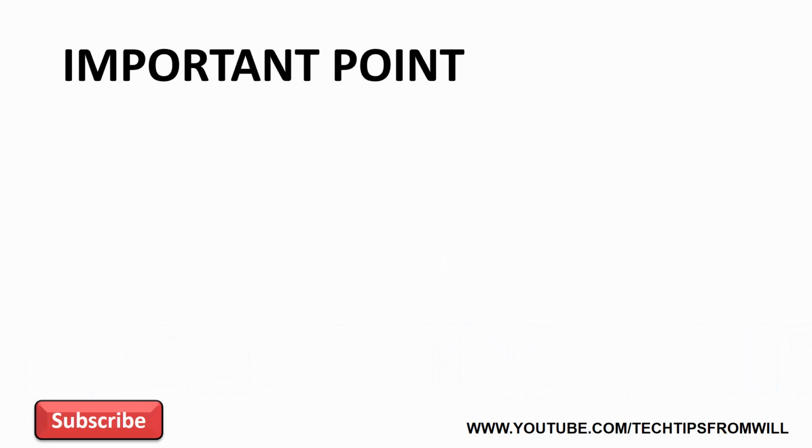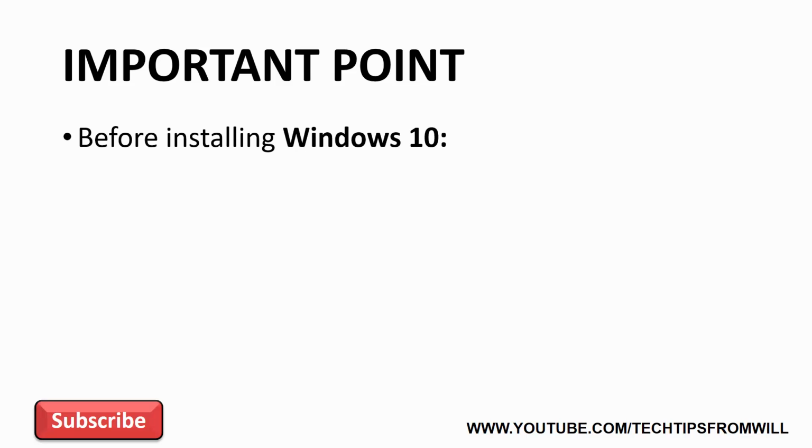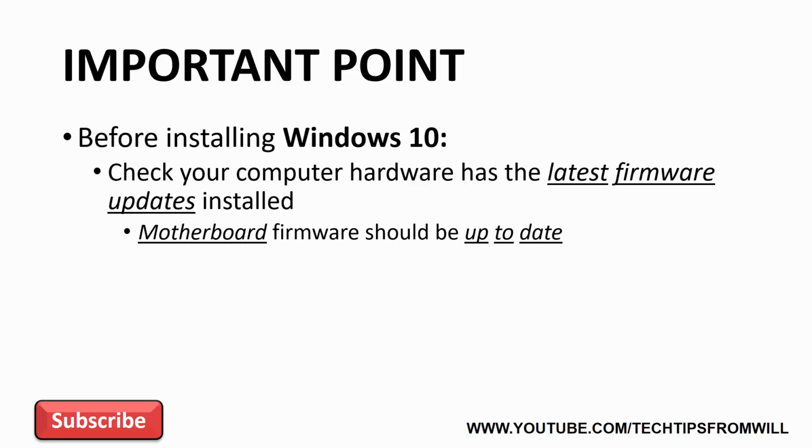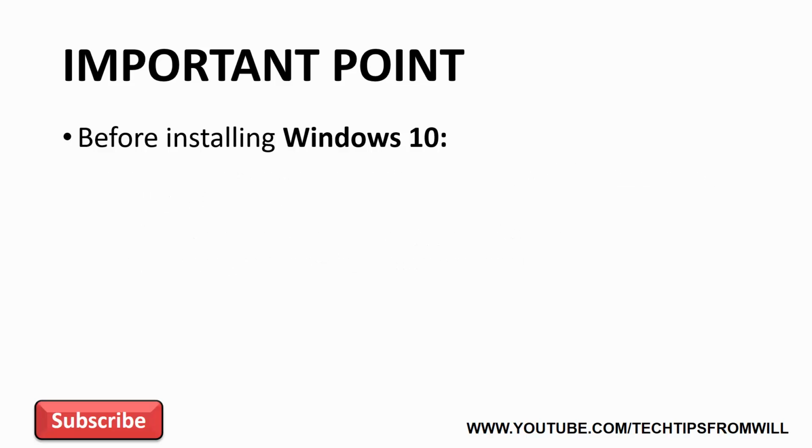Before I change over to my computer and install Windows 10 Enterprise, I'd first like to raise an important point. Before you install Windows 10 onto any computer or device, Microsoft recommends that you first check that your computer hardware has the latest firmware updates installed. In particular, you should check that the firmware for your motherboard is up to date and that your BIOS version is the most current. The reason why Microsoft suggests this is because of product activation.